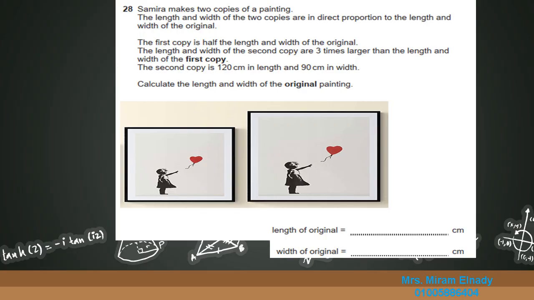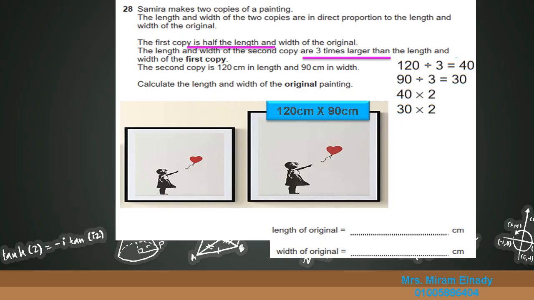So the second copy is 120 centimeters in length and 90 centimeters in width. So we have 3 times larger. It means that we need to divide 120 by 3 and 90 by 3, and then we need to use the other information that it's half the length and the width of the original. So we have 2 steps. Step 1, divide by 3. 120 divided by 3 will be 40. 90 divided by 3 will be 30.